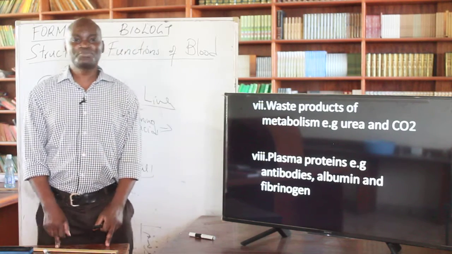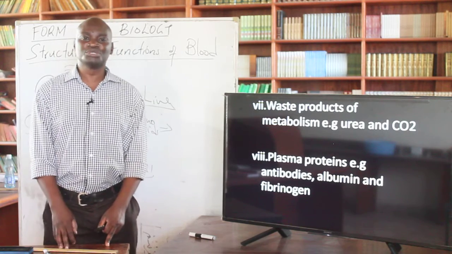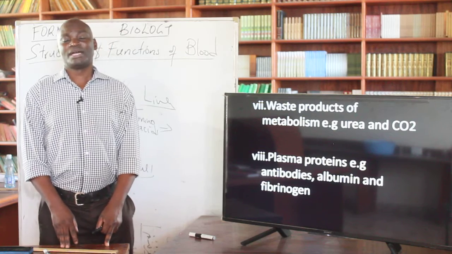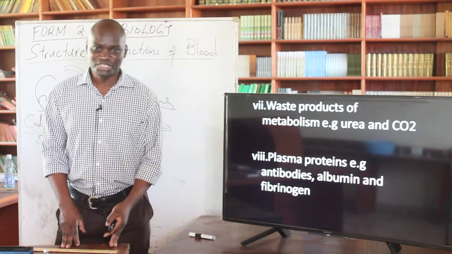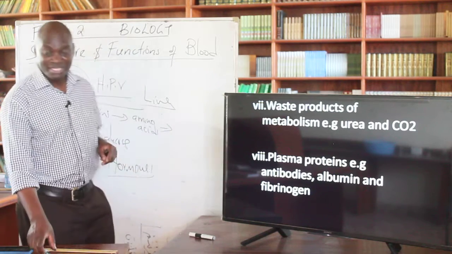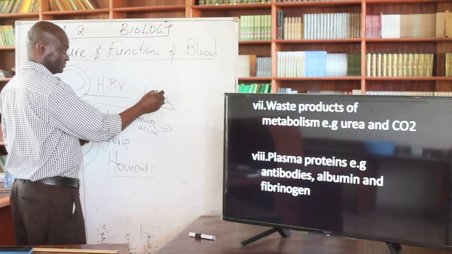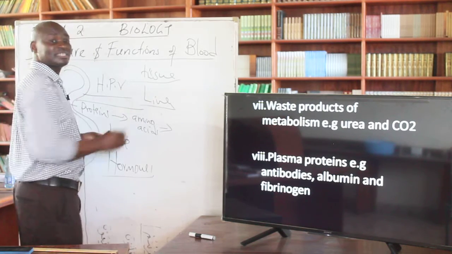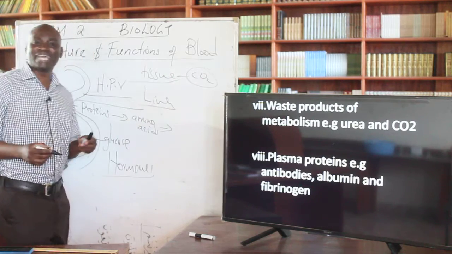Again, we have the waste products. As the blood moves through the body tissues, the waste products move into the blood by either diffusion or active transport. So waste products like urea and carbon dioxide. Remember, carbon dioxide gets into the blood in the body tissues, as a waste product from the cells.